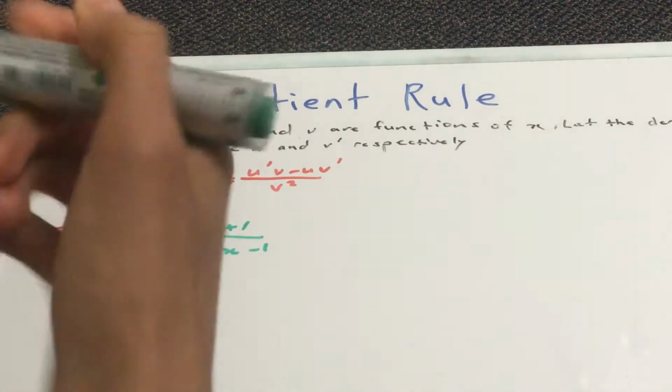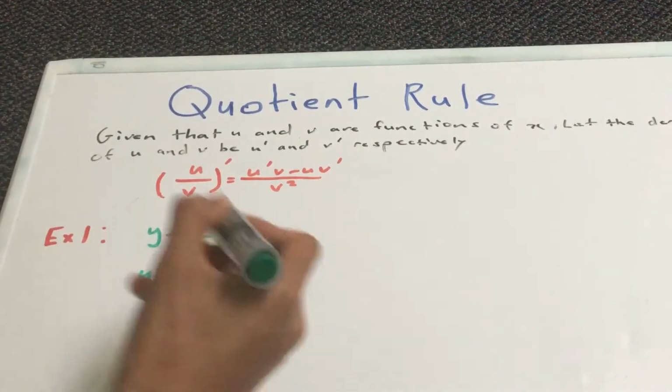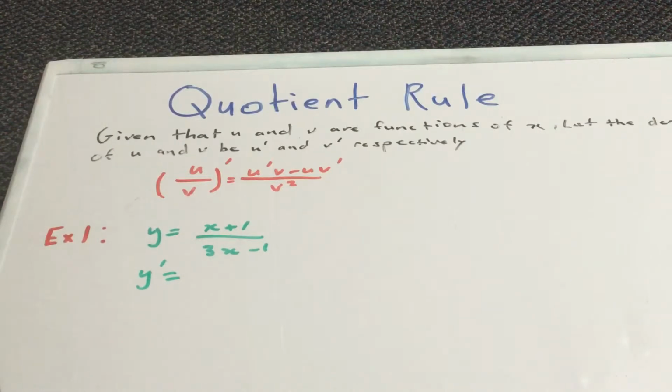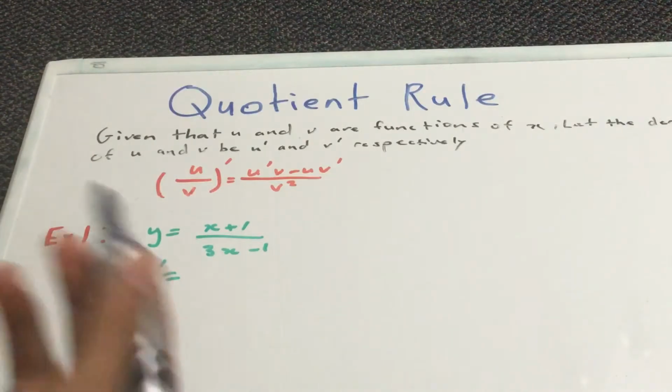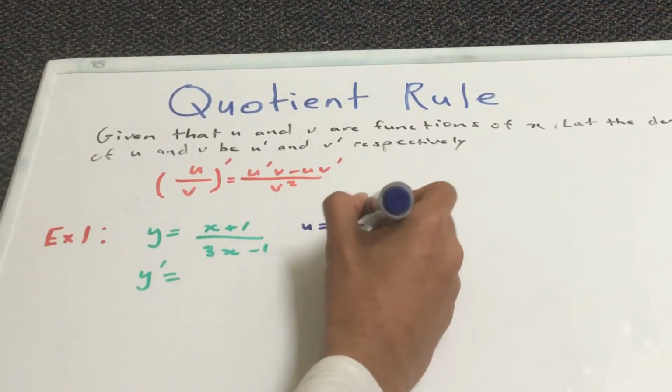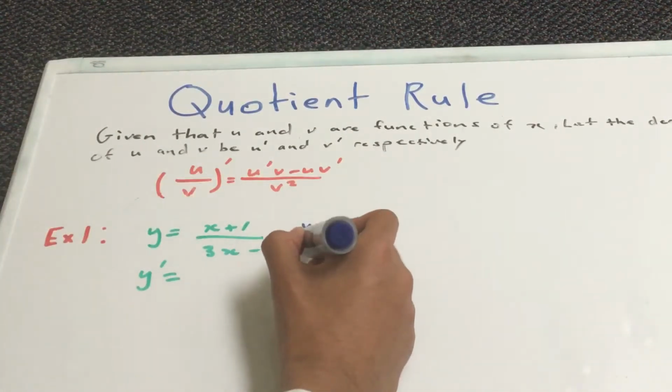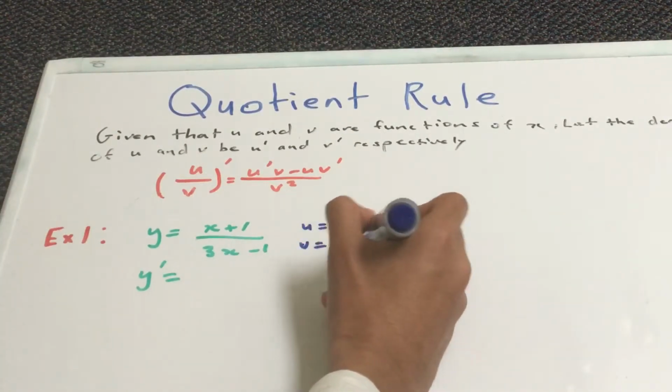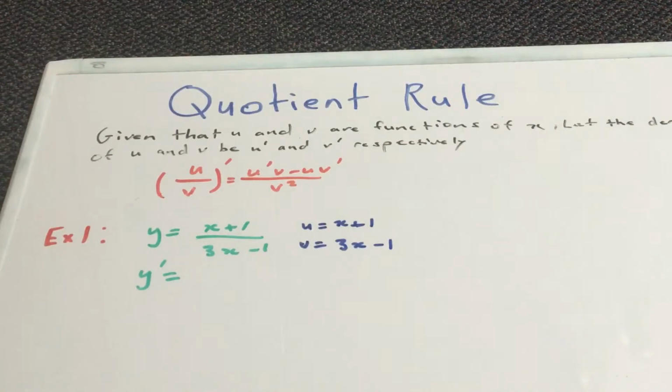We're going to take the prime of y, which is equal to u dash. First of all, the best thing to do when you're doing this is to name each thing. In this case, u is represented by x plus 1 and v is 3x minus 1. It's best to write it down so it's easier to remember.